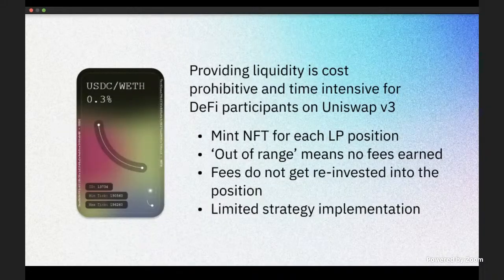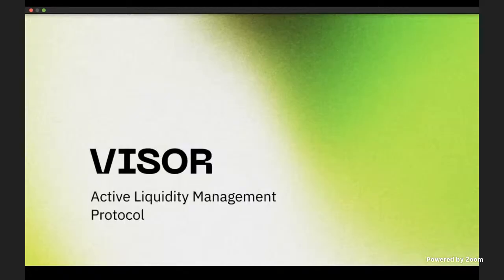But with these Uniswap v3 LP NFTs, there's a significant barrier to being an LP on Uniswap v3. Providing liquidity is cost prohibitive and time intensive for DeFi participants on Uniswap v3. This is because an LP has to mint an NFT for each LP position, which means when an LP wants to change the price range they provide liquidity for, they have to withdraw the assets and mint a new NFT each time. That's why we created Visor, and Visor aims to solve these challenges by serving as an active manager on v3.